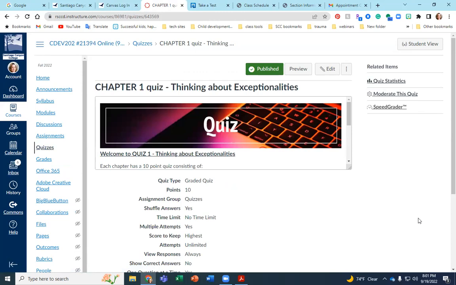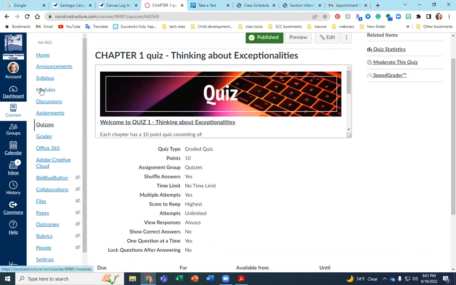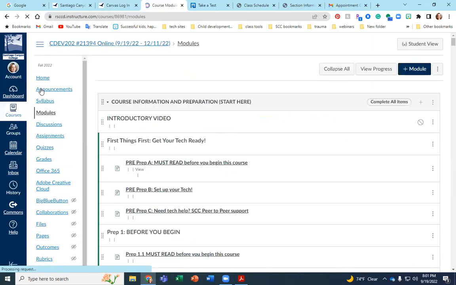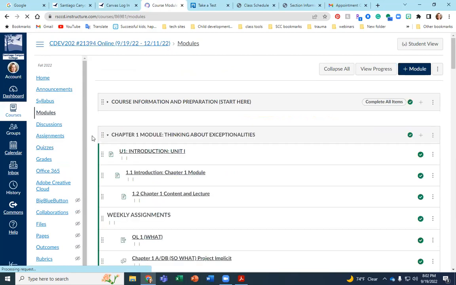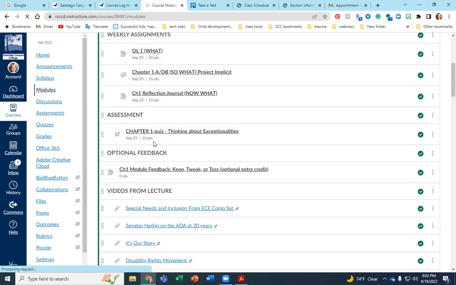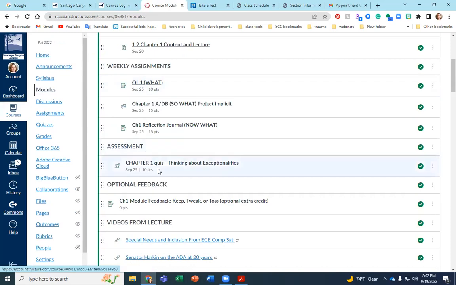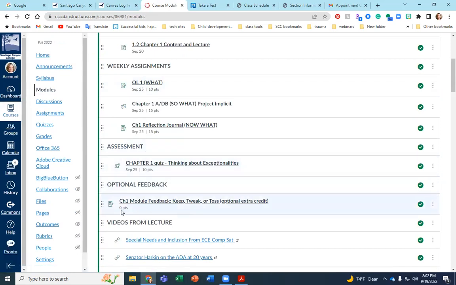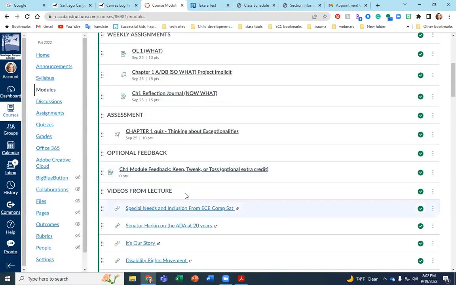I'm down. So let's go back to modules. That's it for the week. Can you get the stuff done by Sunday? Yeah, you can. The prep stuff, get that out of the way first. You can get that done in like an hour, right? So our modules always look like this: introduction to the unit, then introduction to the module lecture. Here's our weekly assignments. Here's your assessment. Optional feedback, I give about 3 points, maybe 5. Keep this, tweak this, or toss this.